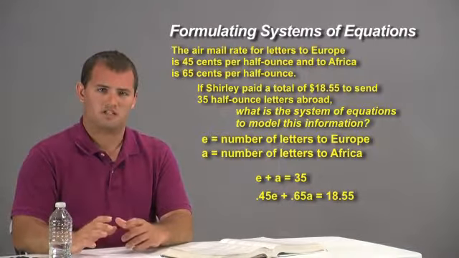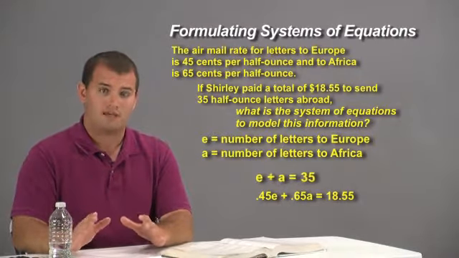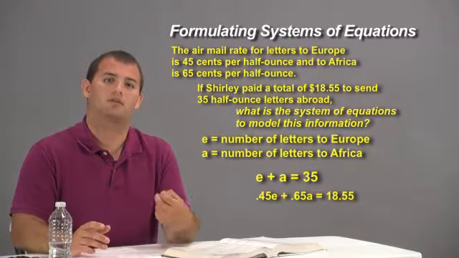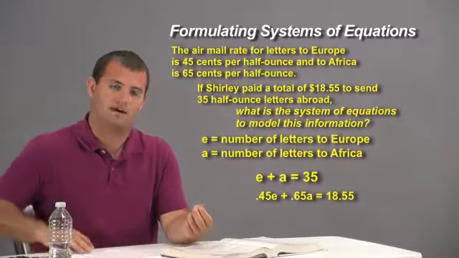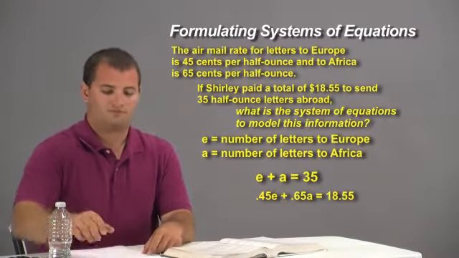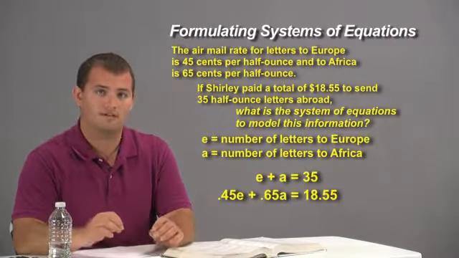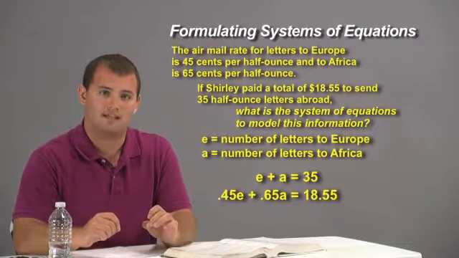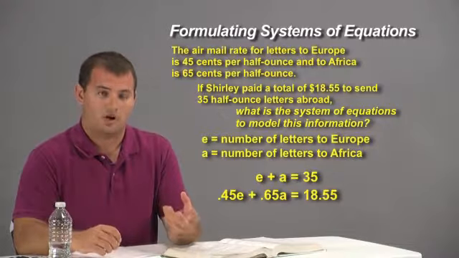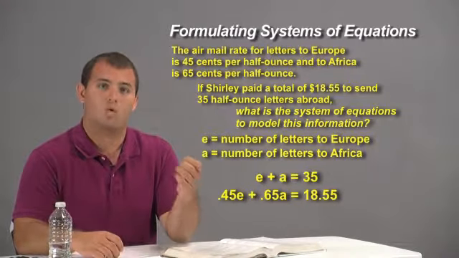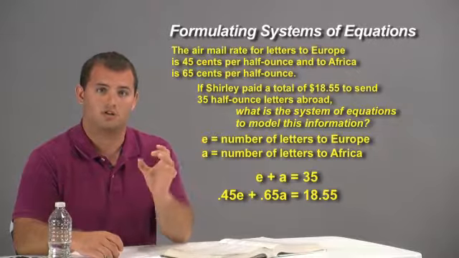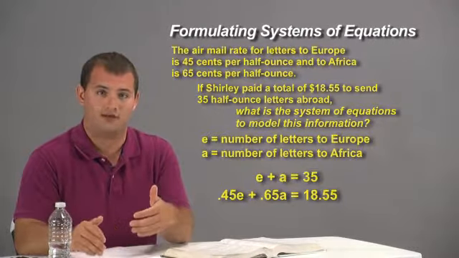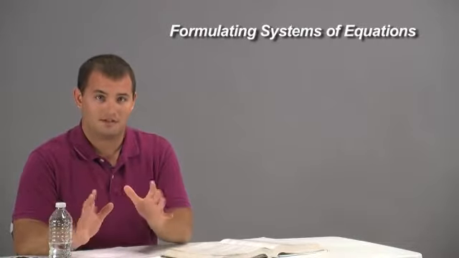And here's what our systems of equations would look like. E plus A is equal to 35: the number of letters sent to Europe plus the number of letters sent to Africa is equal to 35. And then our cost equation, 0.45 times E plus 0.65 times A is equal to 18.55: the cost to send a letter to Europe times the quantity of letters sent to Europe plus the cost of letters sent to Africa times the number of letters sent to Africa is equal to 18.55. That's the systems of equations for you.